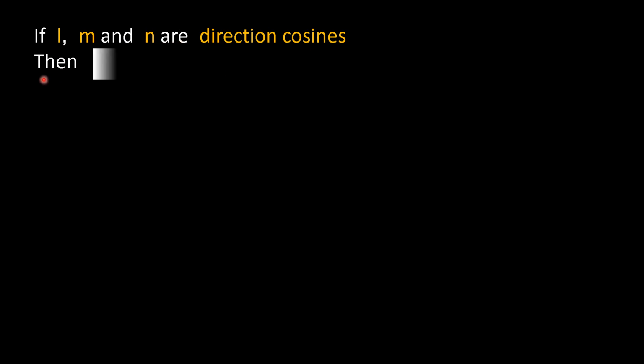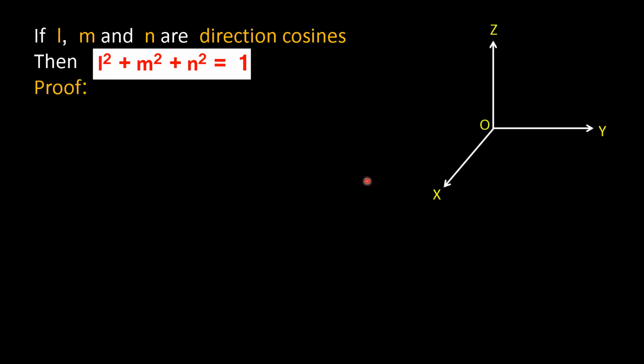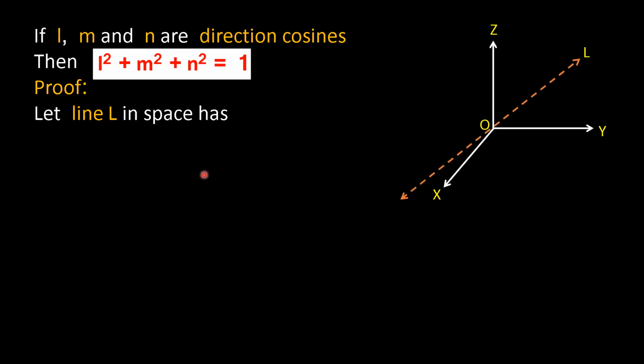Now we will understand one important result of the direction cosines. If L, M and N are the direction cosines, then we have L square plus M square plus N square equals 1. We will prove this result. Let line L in space have direction cosines L, M and N.